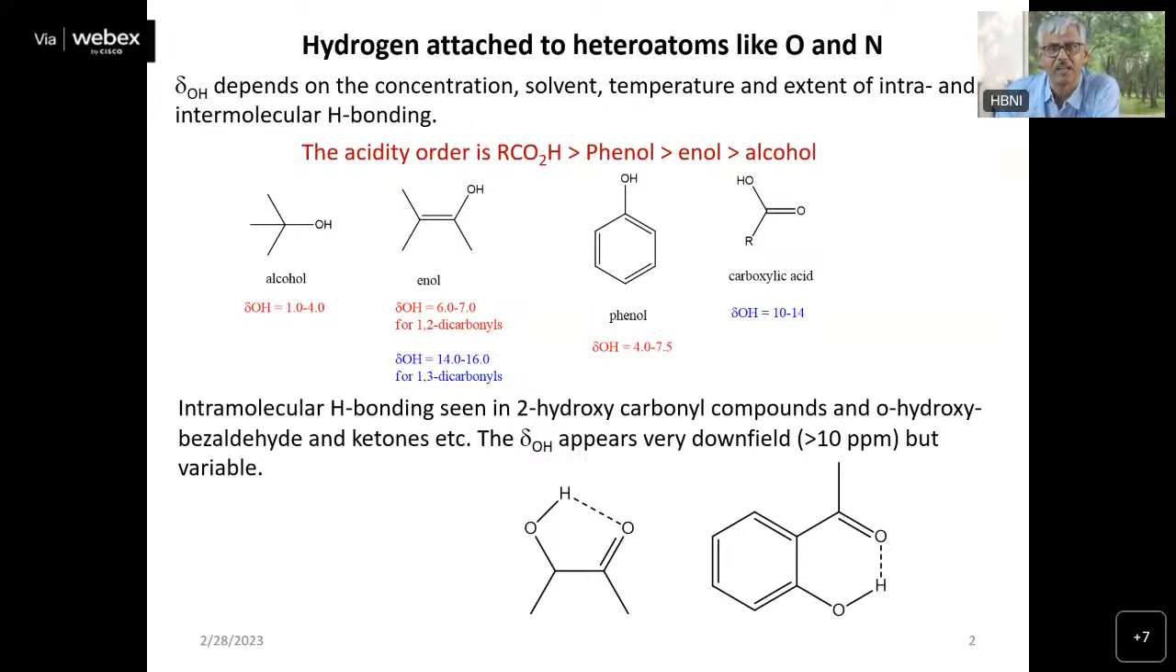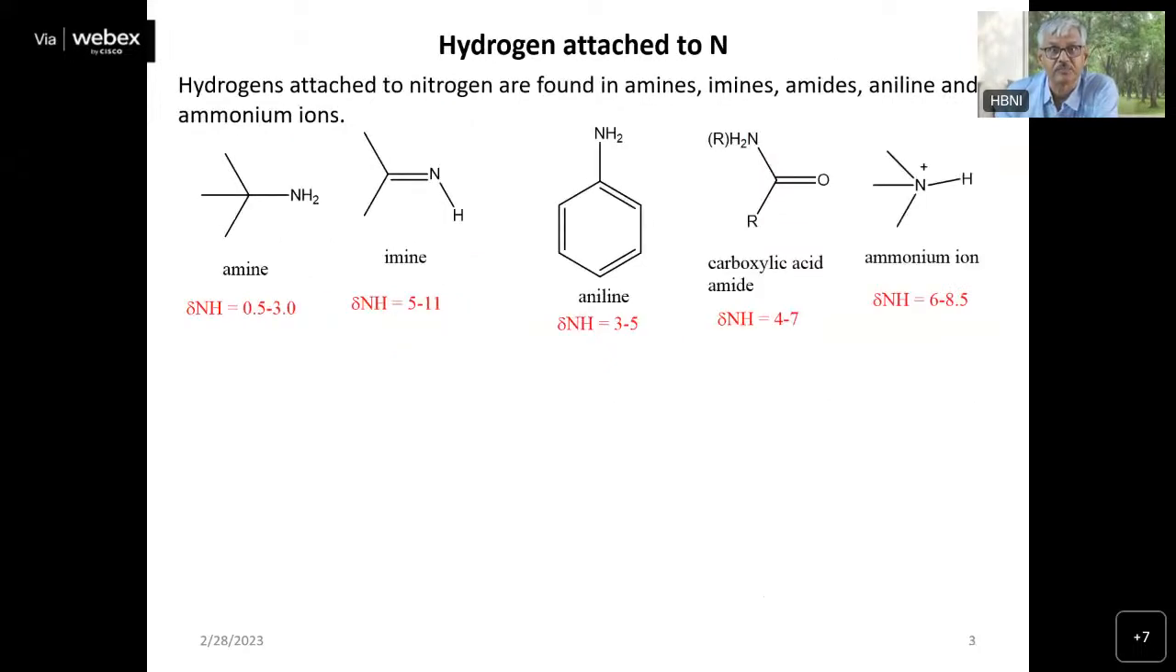So in summary, when the hydrogen is attached to oxygen, you will see that it has a variable chemical shift ranging from 1 to 20, depending on the structure, and on intermolecular or intramolecular hydrogen bonding, solvent, temperature, and concentration.